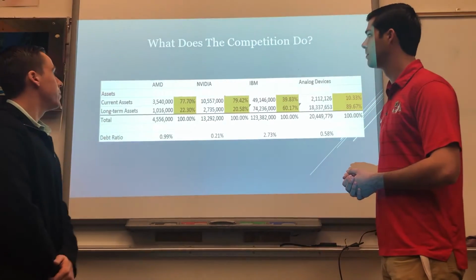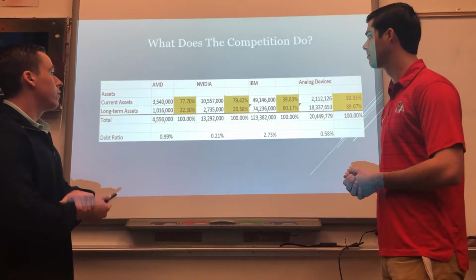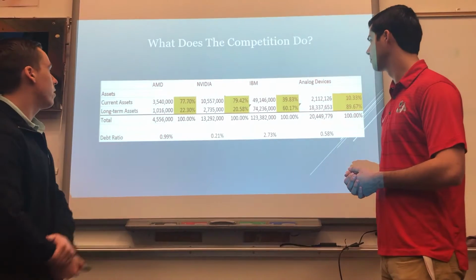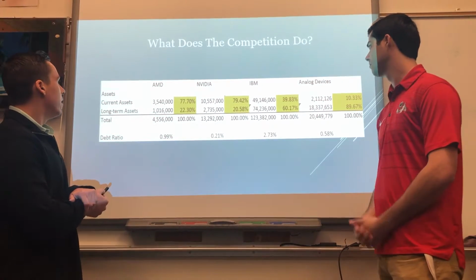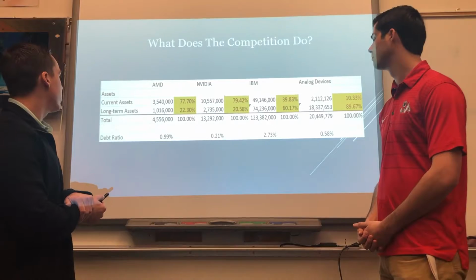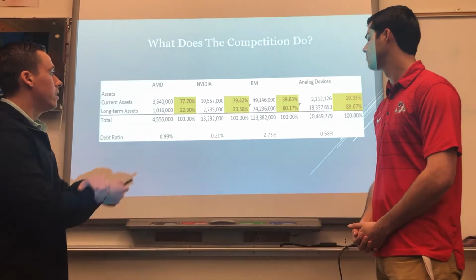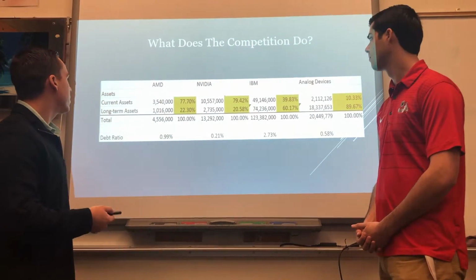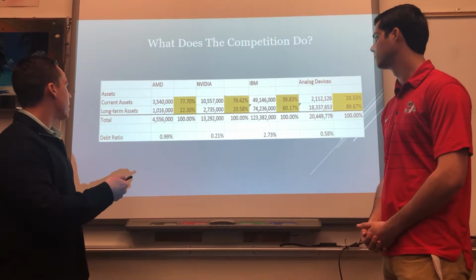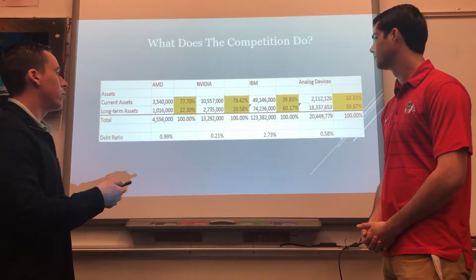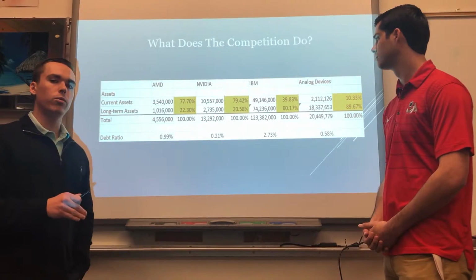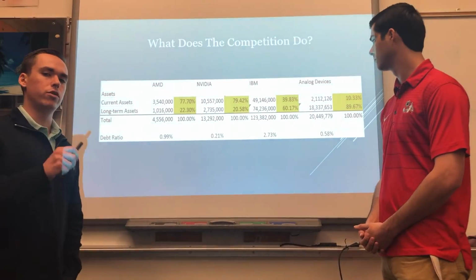What does the competition do? Above, we have AMD and NVIDIA versus their competitors, IBM and Analog Devices. The current assets of AMD and NVIDIA are very closely related, as well as their long-term assets. And IBM and Analog Devices are very closely related as well, in that their long-term assets are a majority of their total assets, and this is due to goodwill, which is mergers and acquisitions of smaller companies.